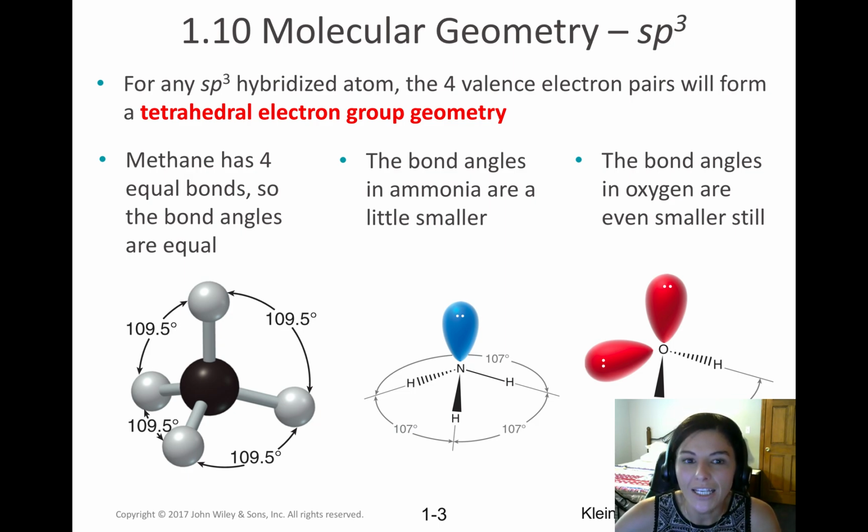When you look at oxygen having 2 bonds and 2 lone pairs, we can see the bond angle is even smaller. And again, this is the result of the fact that it has 2 lone pairs. Those lone pairs are able to push on those bonds and get a little bit further away than the bonds are able to push and repel each other.